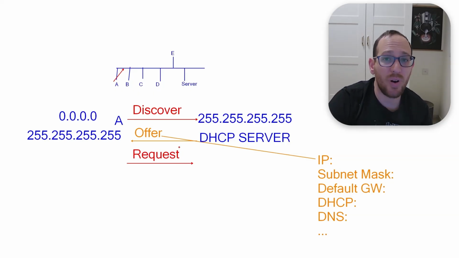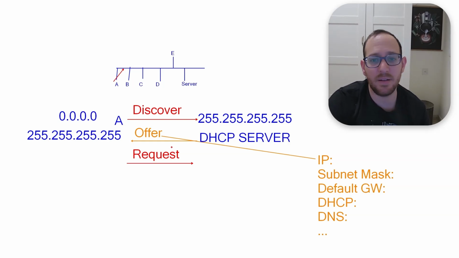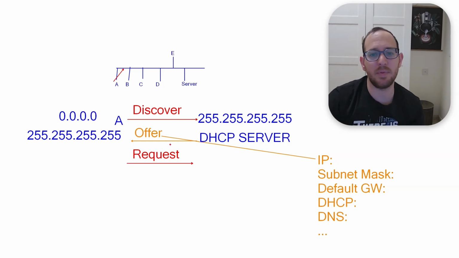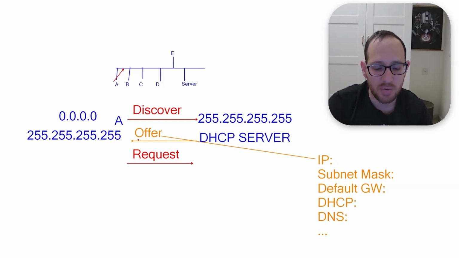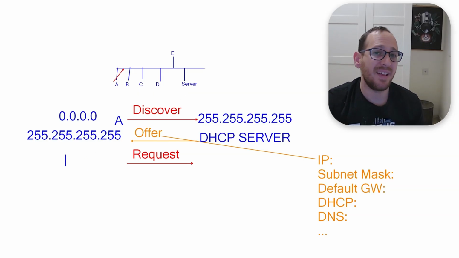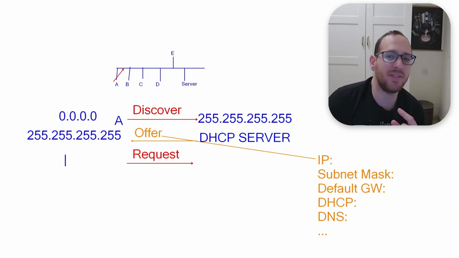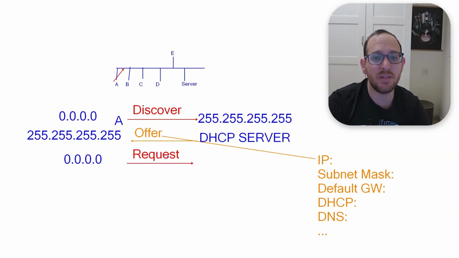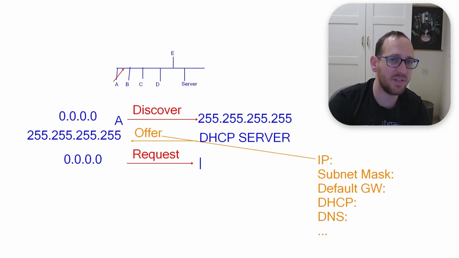We are requesting, A is requesting this specific IP address and subnet mask from this DHCP server. So for the request, what IP address is being used as the source? Since A doesn't yet hold this IP address, it still doesn't have an IP address, it needs to use 0.0.0.0 again, and the destination is not going to be only the DHCP server that it requests, but rather broadcast.